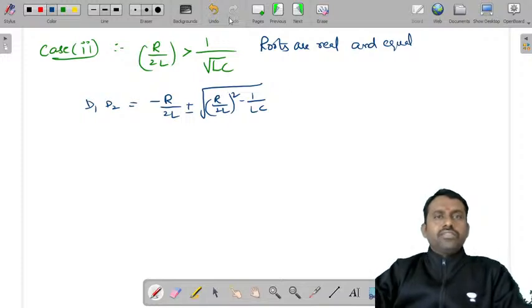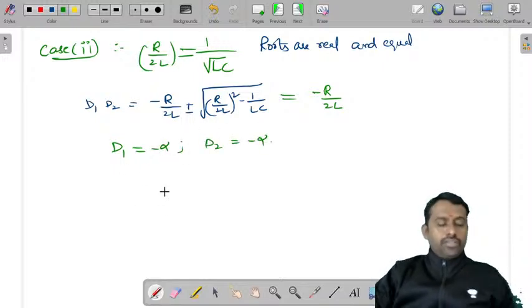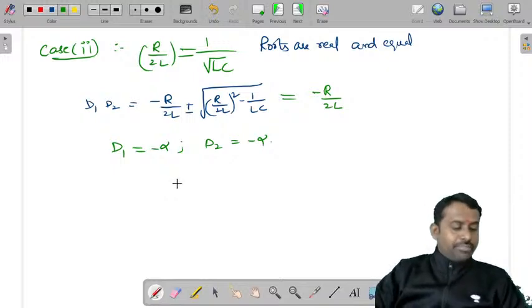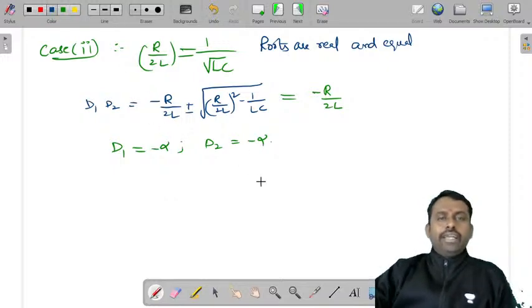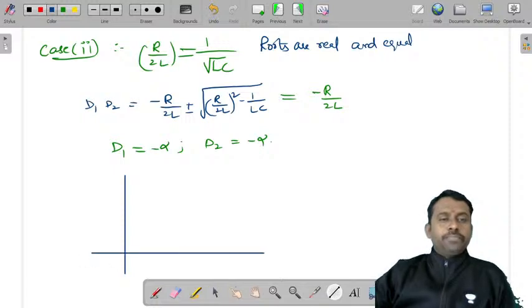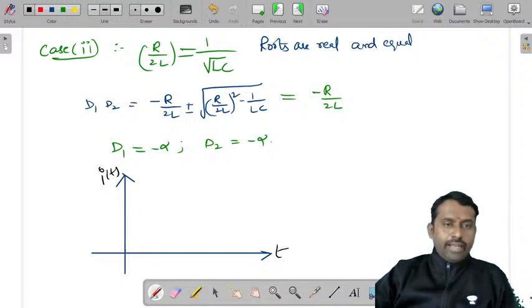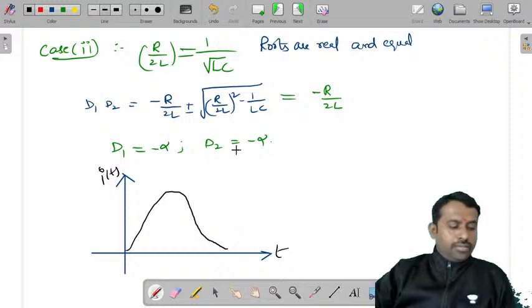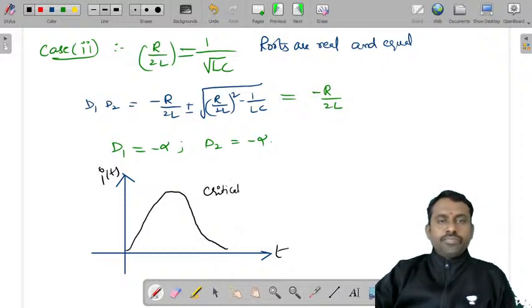So if these two are now equal, let us say the second case is they are equal. Now these two values will be equal, so you'll get minus R by 2L. That is d1 is equal to minus alpha, d2 is also equal to minus alpha. So this is called a critically damped system whose response is like this. i(t) versus t. If you draw it, you'll get a critically damped response. So this is a critically damped system.